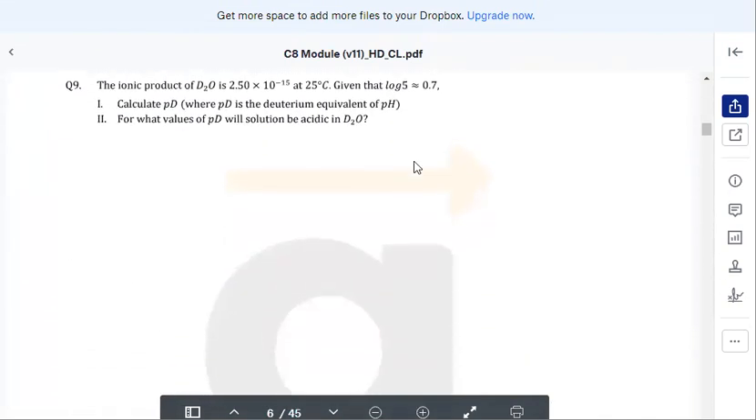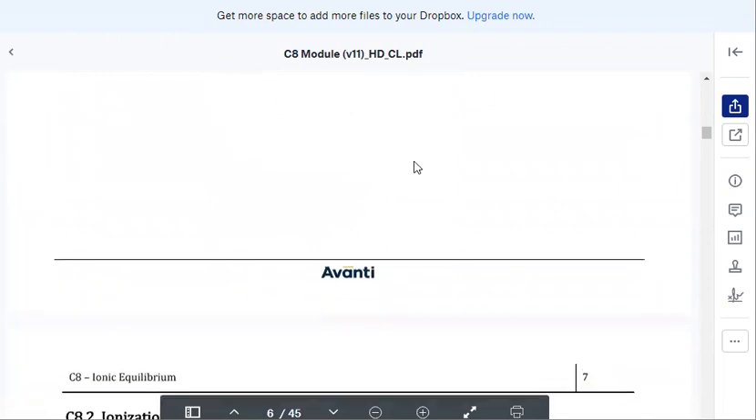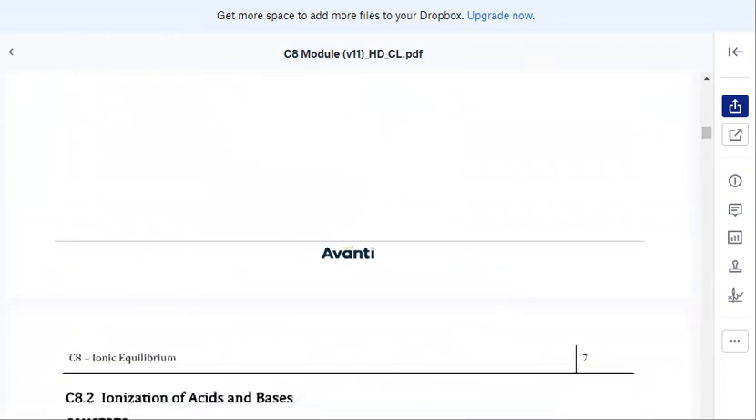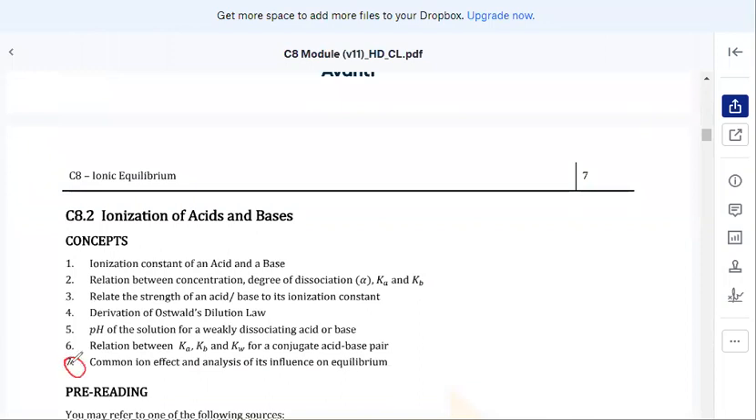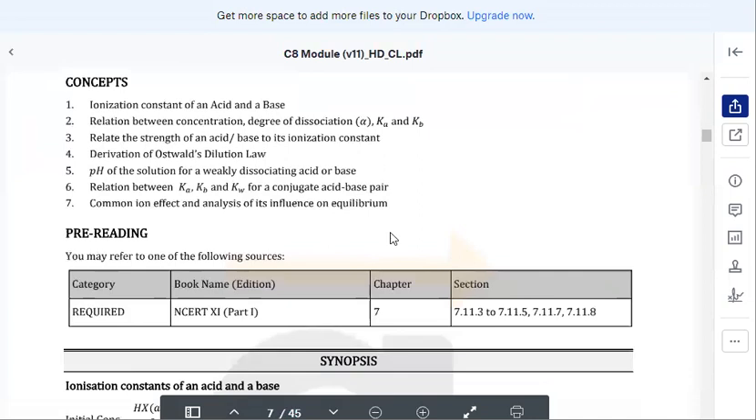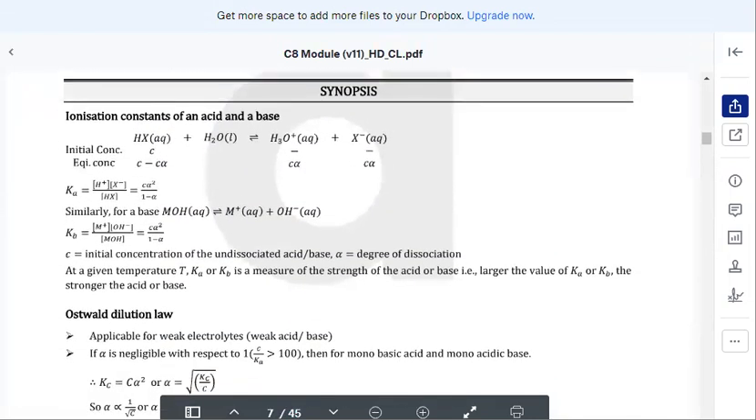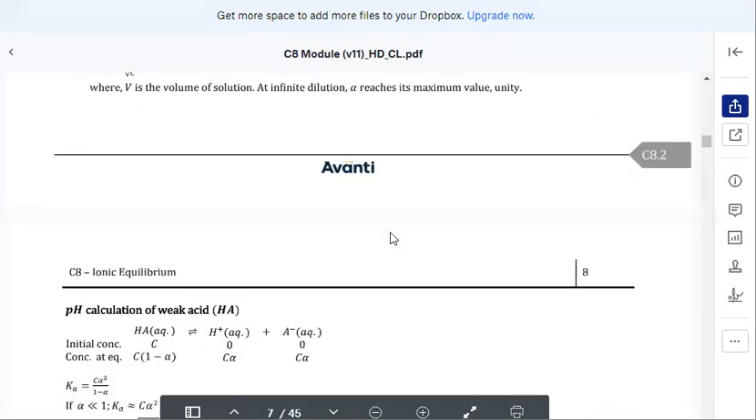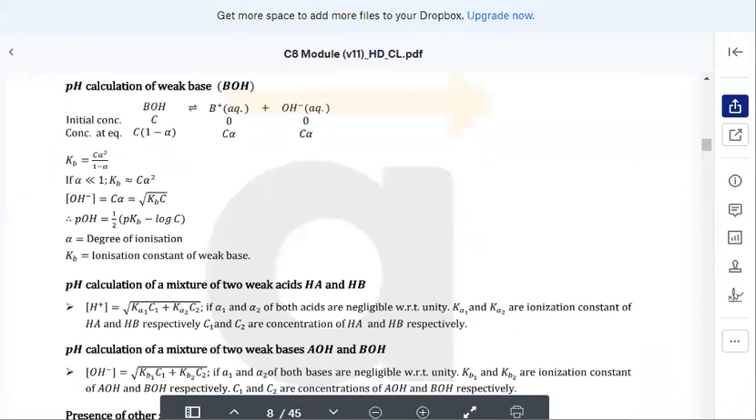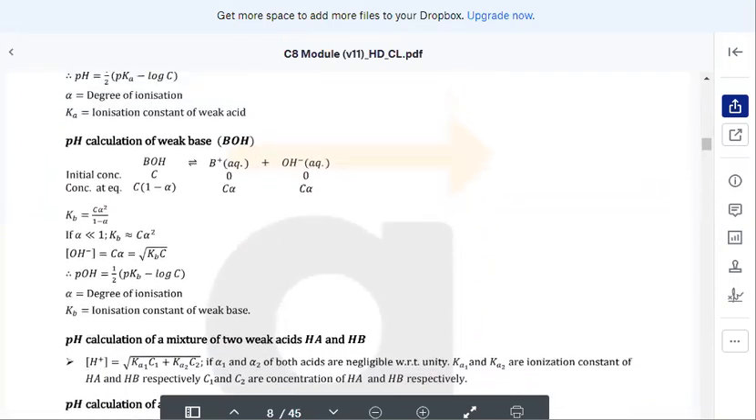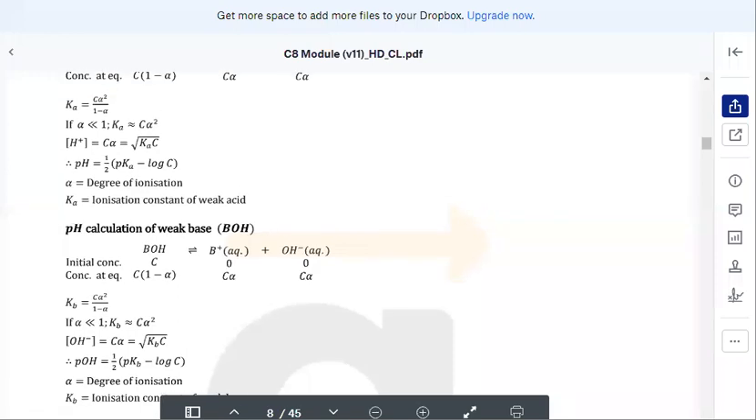Because we have covered half of the theory of 8.2. Except for the last concept, the common ion effect, we have discussed these 6 concepts. So let's solve some basic problems based on that. pH of weak acid we have covered, pH of weak base we have covered. Now mixture of 2 acids we haven't covered, so we'll just see this.